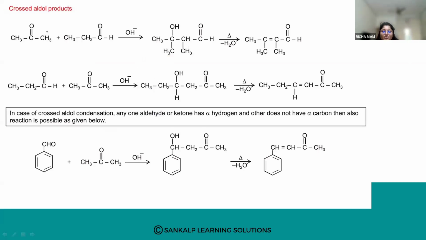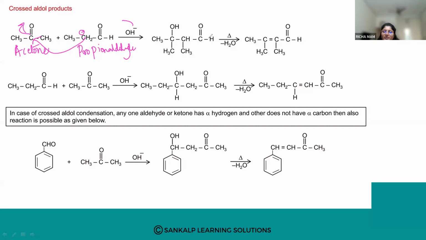Here are two compounds. This is your acetone, and this is your propionaldehyde. What will happen again? The base will abstract the proton from the alpha carbon, and this in turn will attack the carbonyl carbon, and you are going to get what? Your beta hydroxy.